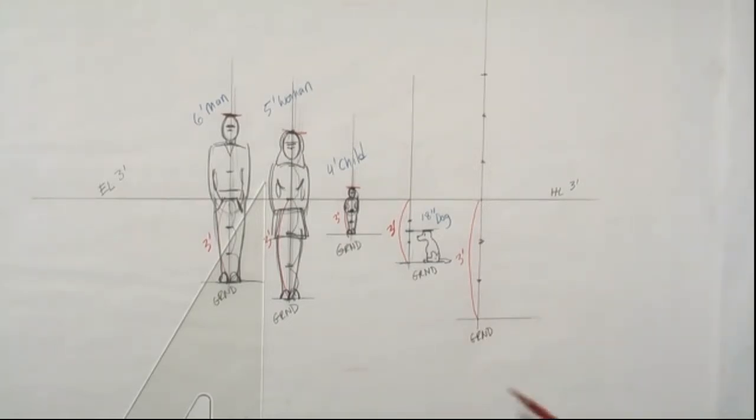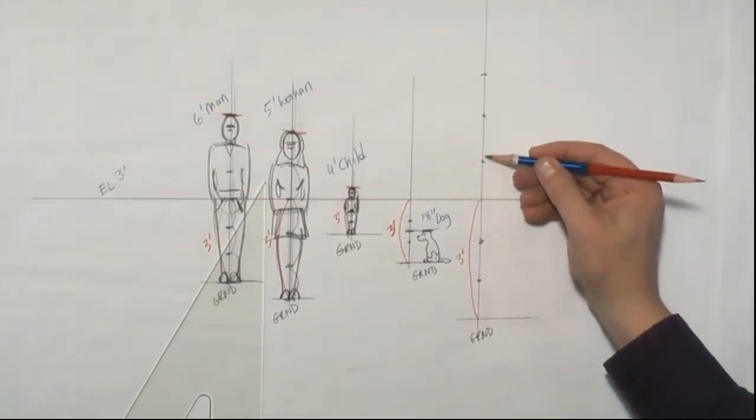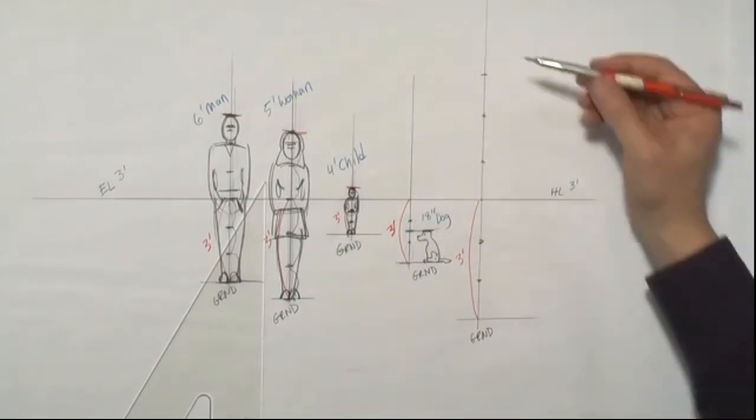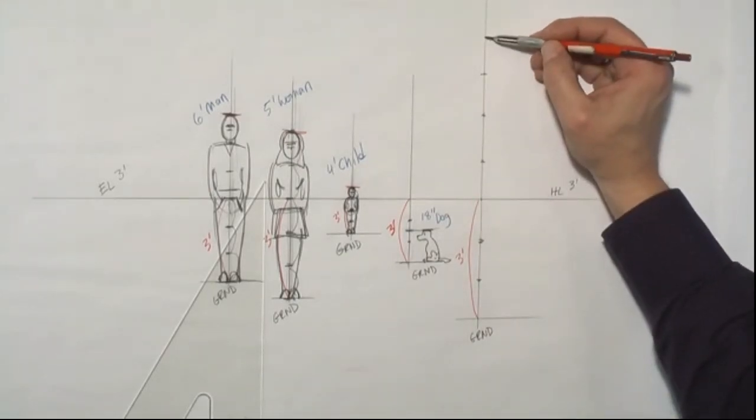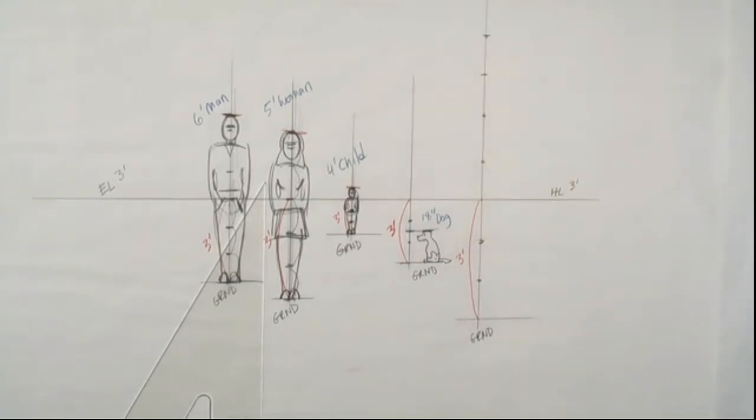Okay? Then we keep counting. 1, 2, 3, 4, 5, 6. Oops, we need another foot. Let's see. Hopefully we'll fit on our paper. We should. Okay, about there. So that should be 7 feet.